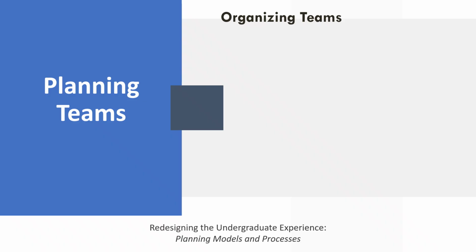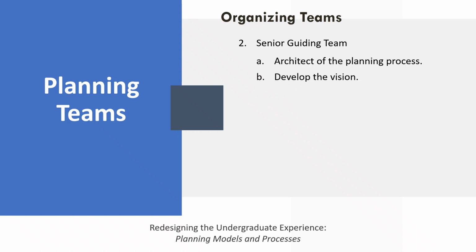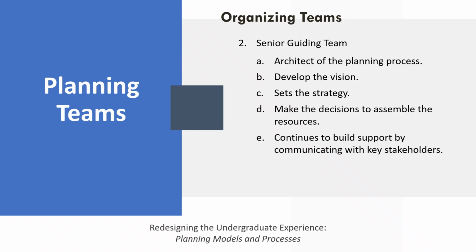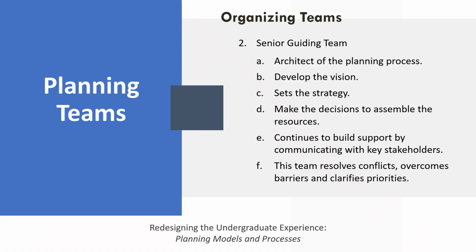The senior guiding team is the architect of the planning process and remains relatively intact throughout the entire project. They develop the vision for the project, set the strategy, and have the influence and authority to make the decisions necessary to assemble the resources needed to make the planning process successful. The team is also responsible for maintaining momentum for the project by continually communicating with key stakeholders. The senior team also resolves conflicts, overcomes barriers, and clarifies priorities. Large change efforts may require multiple senior team members.